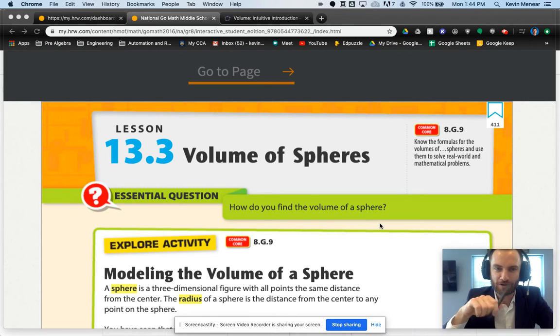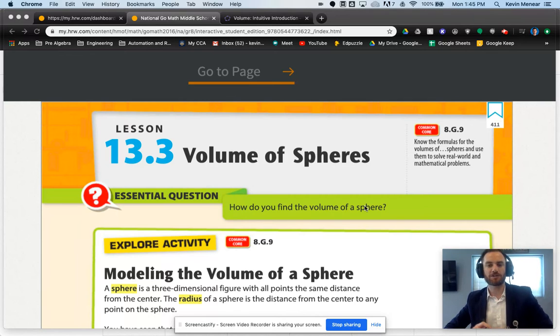Today we're doing lesson 13.3, volume of spheres. Now, what's the essential question? How do you find the volume of a sphere? That's the big daddy question right there. How do you find the volume of a sphere?